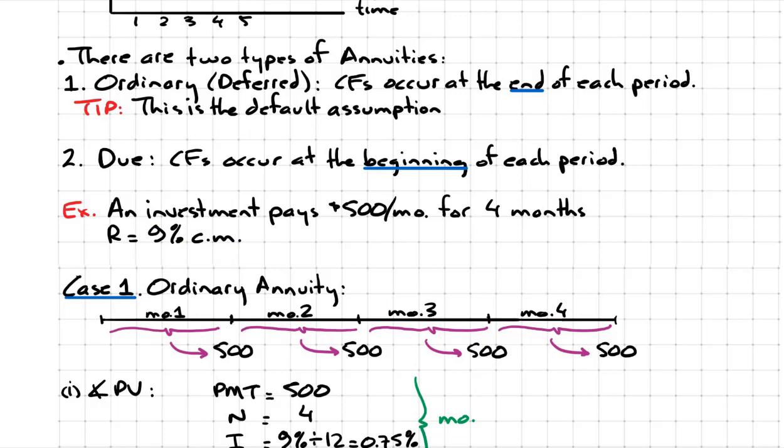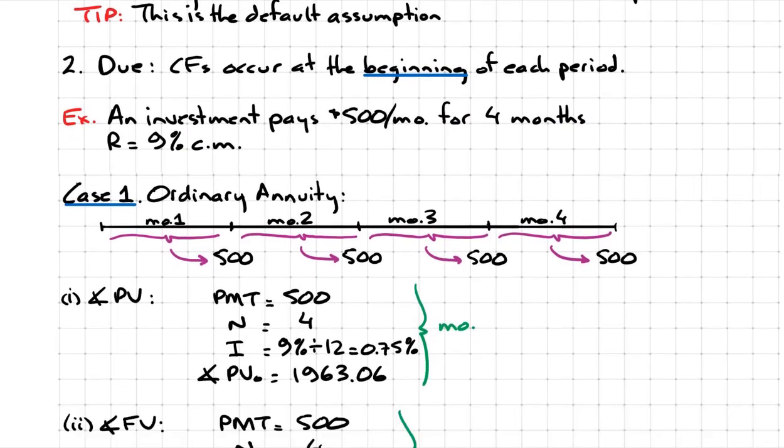Now, in the first case, we're going to look at an ordinary annuity. First, we'll draw a timeline because it's a 4-month period. So you can see we have month 1, month 2, month 3, and month 4. And for each of these months, we're going to be getting $500.